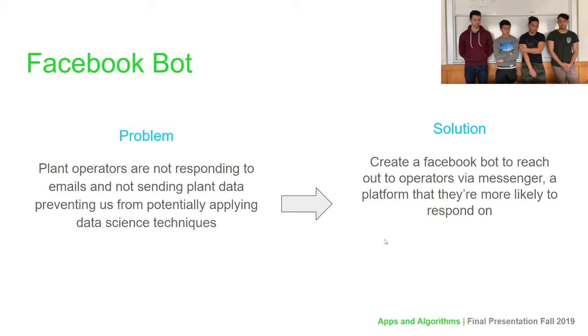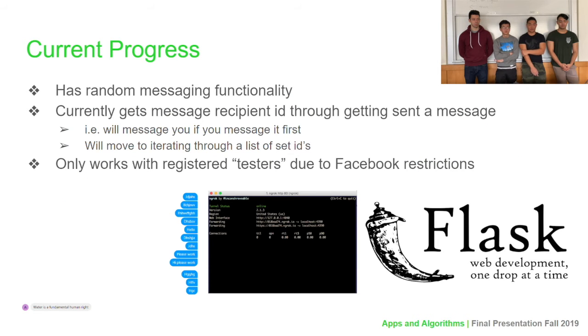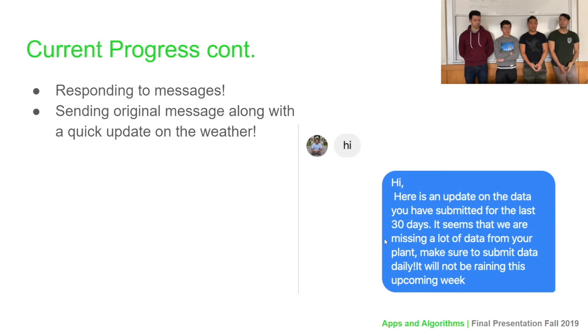Yeah, so as Nathan said, we're moving on to a Facebook bot in order to hopefully get more responses from our plant operators. Some progress that we outlined at symposium is that at the time it had random messaging functionality, and it could only send messages to you after you messaged it first, because that's how it extracted the ID of who to send messages to.